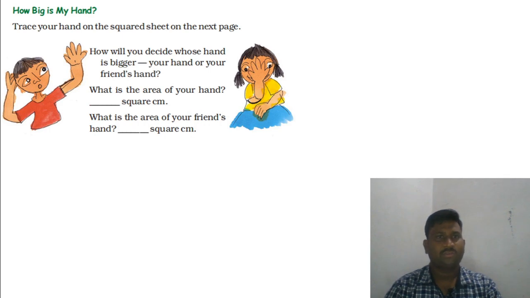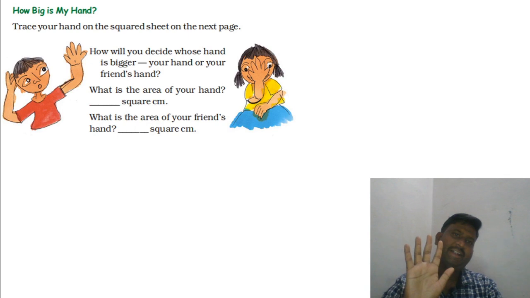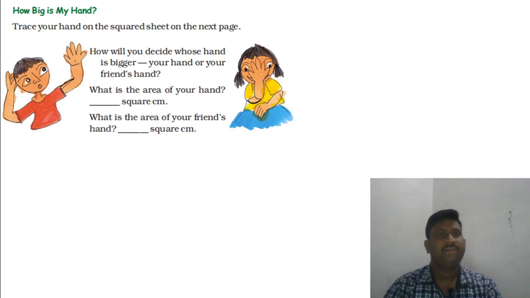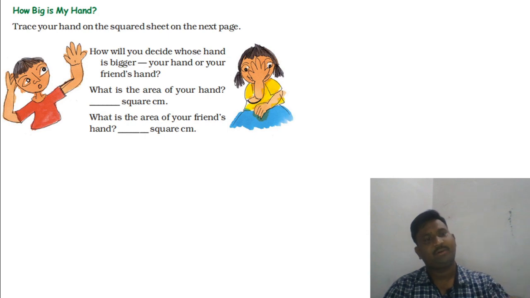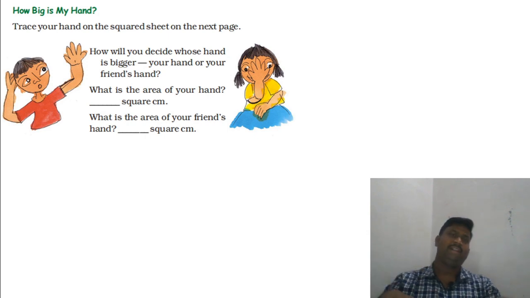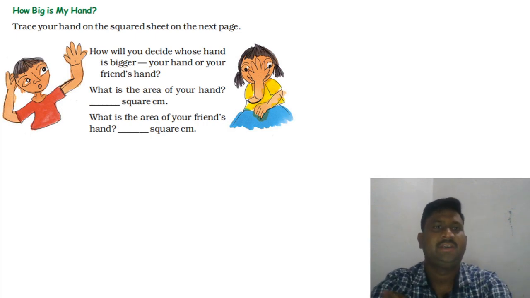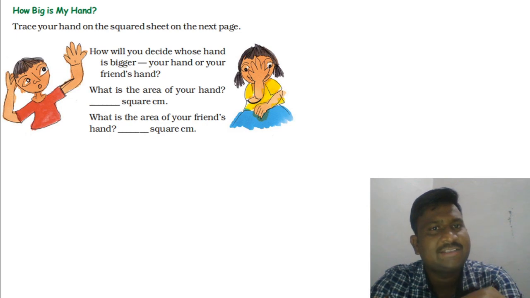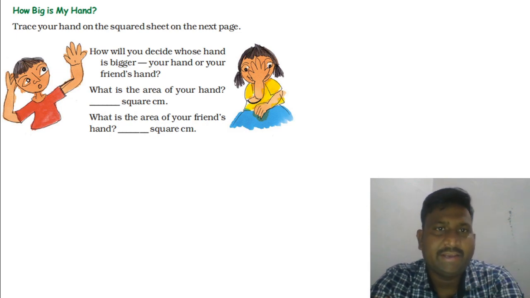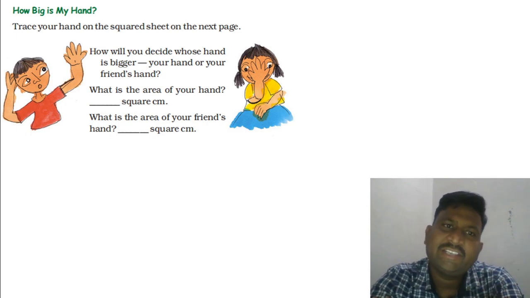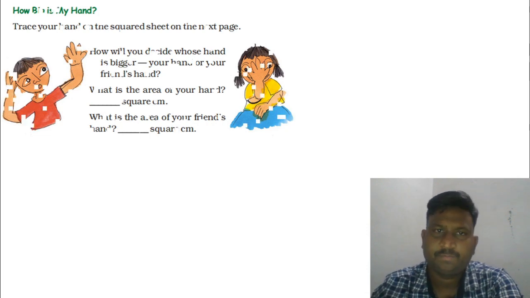Trace your hand on the square sheet on the next page. So this is your hand, just trace it on your page, and one on your friend's, sister's or brother's hand. One your hand and one your friend's hand on the page, and see who has covered more area. How can you find which has more area? Let us see how we can do this.